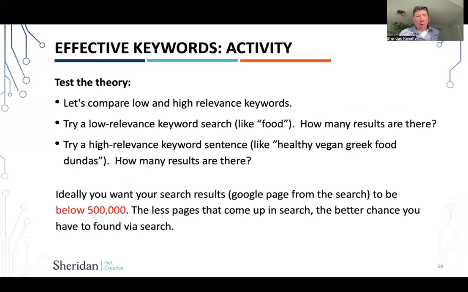So I want you to just do a test here, and you don't have to do it right now, but think about it. Go and actually test, go into Google and search something very high volume, low relevance, like food. See how many results there are at the bottom of the page. It's probably like 5 million, right? And then start to say things like healthy vegan Greek food Dundas or healthy vegan Greek food Brampton and see how many results there are there. And what you're trying to do when you're planning this from a marketing perspective is find these sweet spots where there's fewer search results, because you don't want to compete with people looking for food.